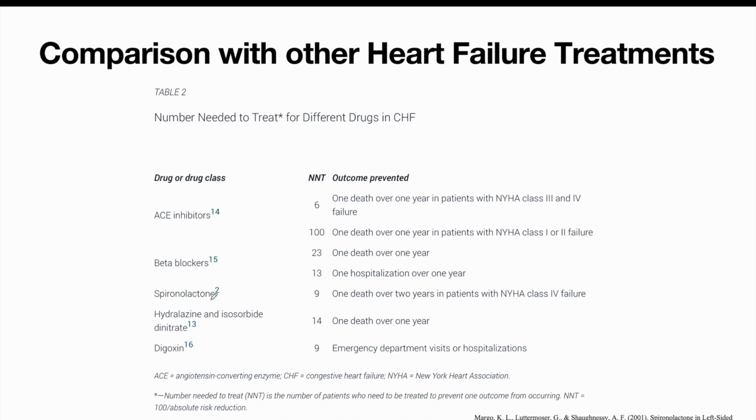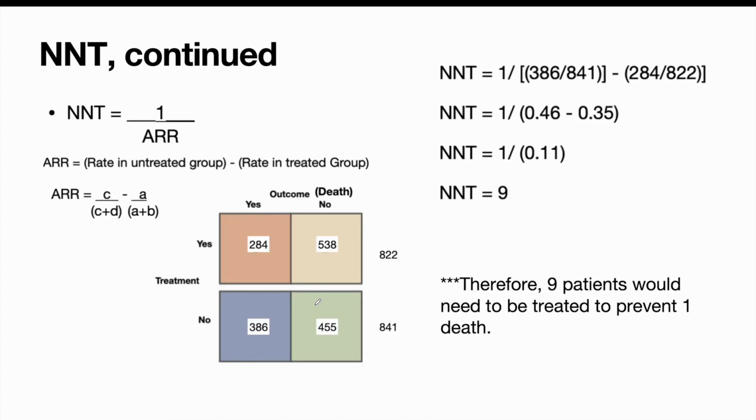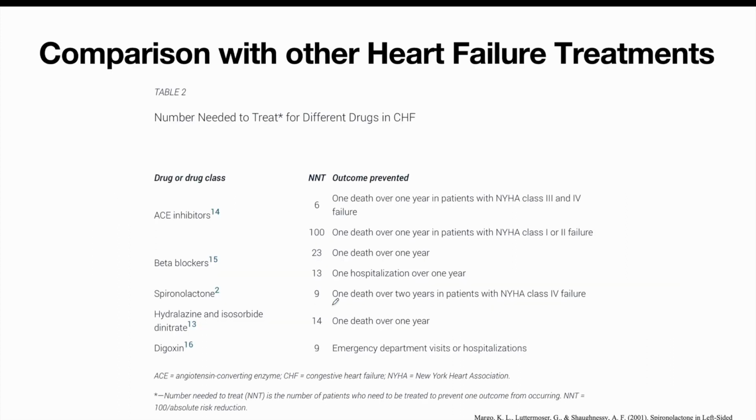So we see spironolactone right here. The number needed to treat is 9, which we figured out right there. And the outcome prevented is 1 death over 2 years in patients with advanced heart failure, New York Heart Association class 4 heart failure. And this is just a comparison. Not all of the studies compare the exact same thing. Like this study that studied digoxin, their outcome that they were looking at was emergency department visits or hospitalizations. Hydralazine and isosorbide dinitrate, they were looking at death over 1 year. Here they were looking at death over 2 years. So these are just things to keep in mind.